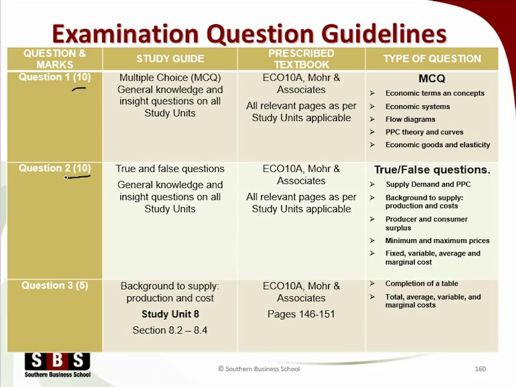The typical questions will be on supply and demand and the PPC again. The background to the supply and production and costs. Producer and consumer surplus. Minimum and maximum prices. We'll get to that in a minute. And then fixed, variable, average and marginal costs. And then a completion of a typical table.